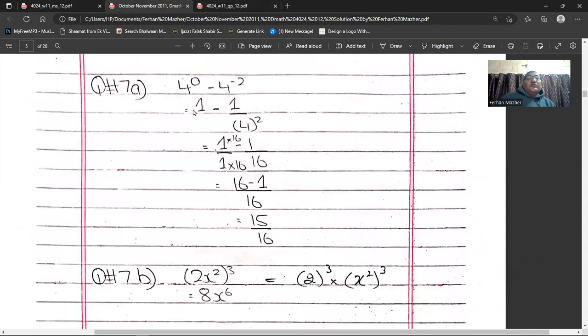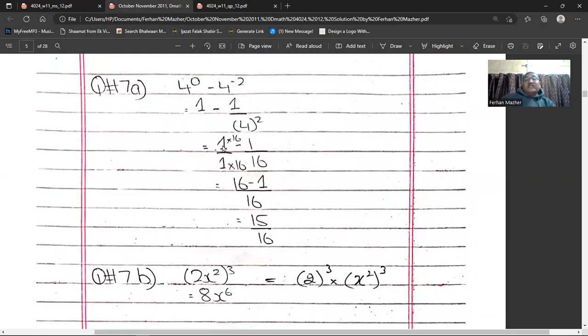Okay, so 4 raised to power 0, that's 1, minus 4 raised to power minus 2. Because the power is negative, I will take it in the denominator, and the power will become positive. So you will have 1 by 4 square. 4 square is 16. So 1 minus 1 by 16.